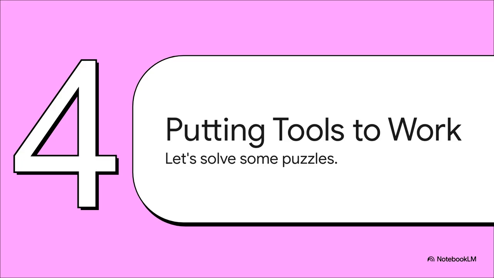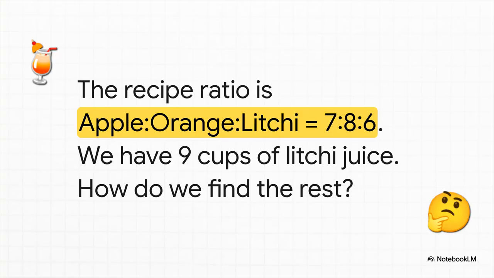You understand what a ratio is, and you know how to solve a proportion. So it's time to go back to that mocktail riddle from the beginning and put these new tools to the test. Remember this? A 7 to 8 to 6 ratio of juices. We know for a fact that we have 9 cups of lychee juice, which lines up with the 6th part of our ratio. So the big question is, how do we use that information to find the amounts for the 7 part and the 8 part?